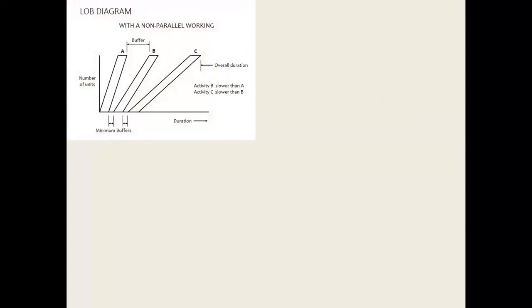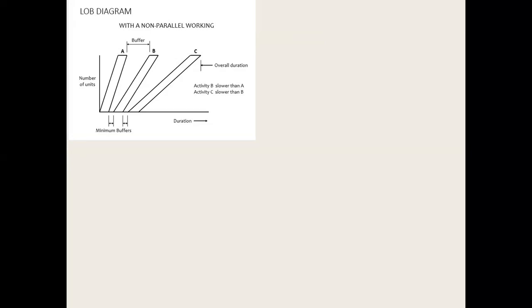Now this method is represented by a diagram, and it can have many shapes, like the one shown, where there are three activities. We have the number of units. These number of units may be road kilometers, we can say, and this on the y-axis is duration.